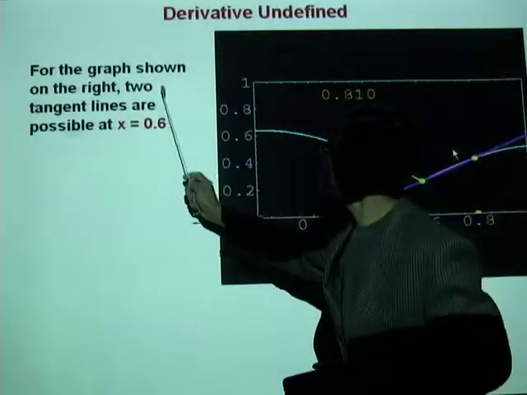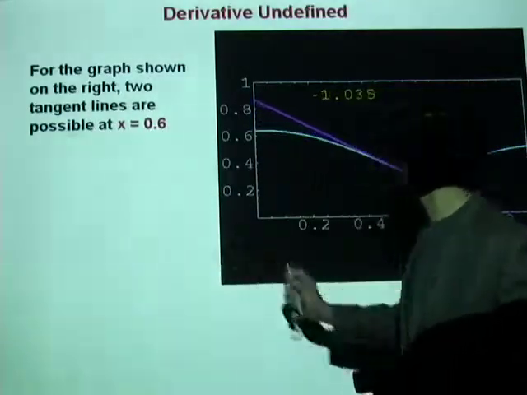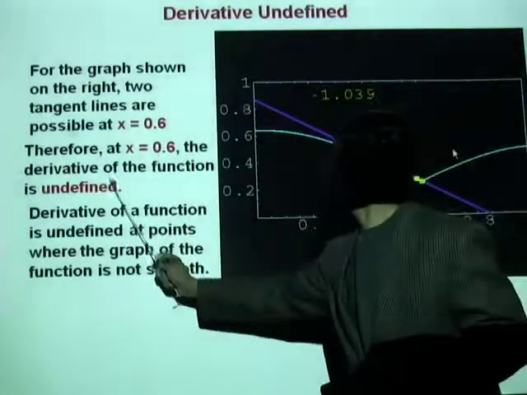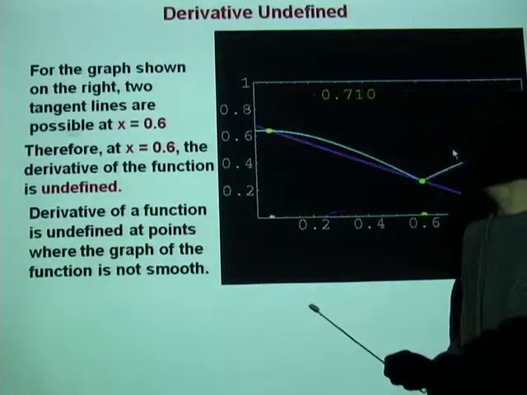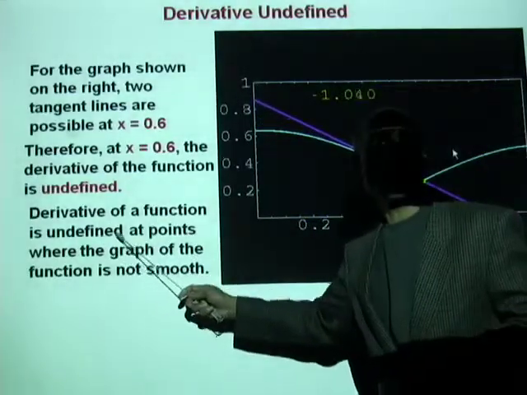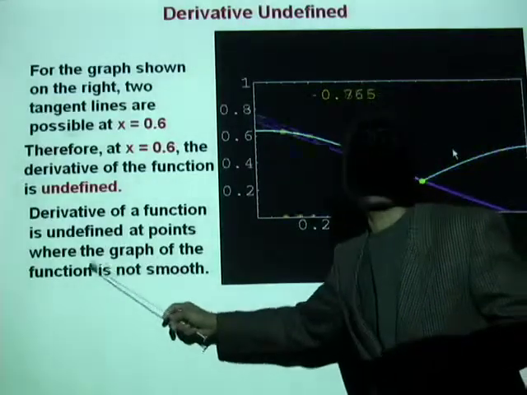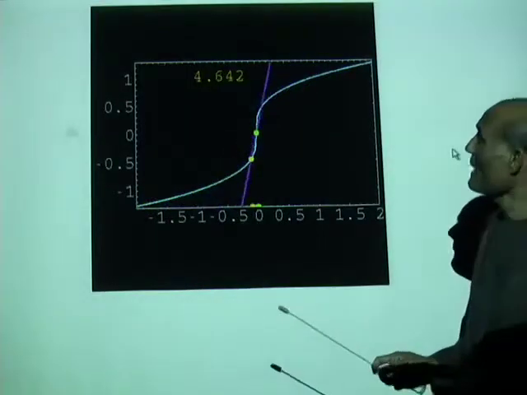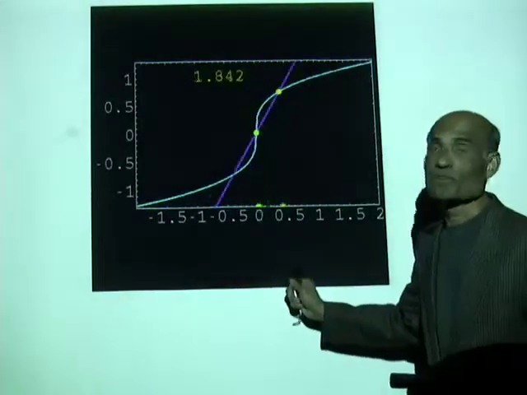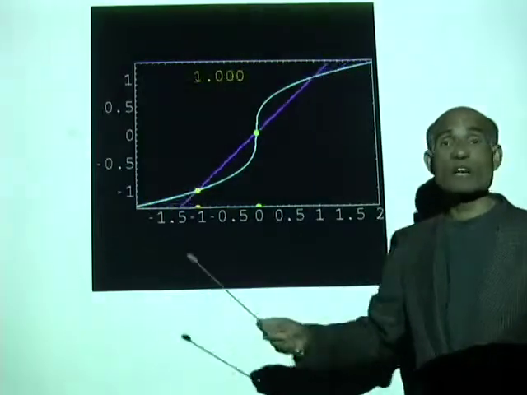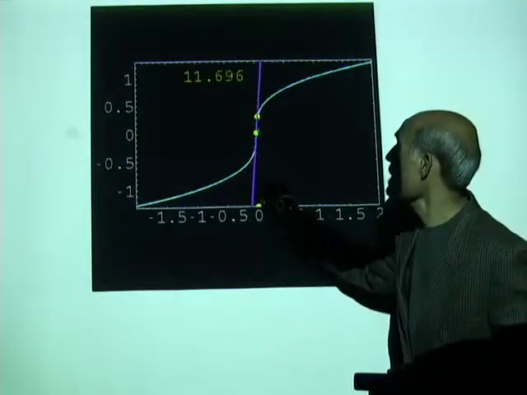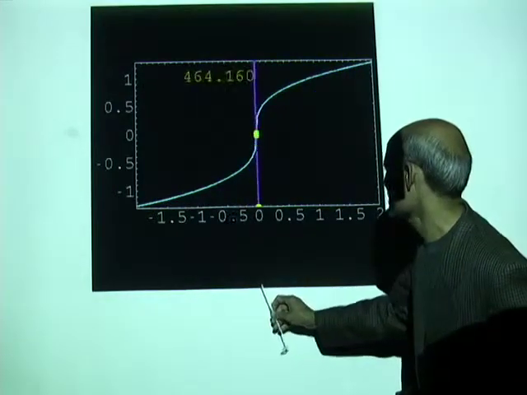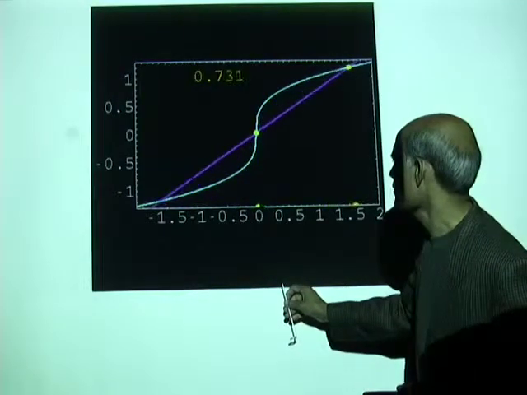So for the graph shown on the right, two tangent lines are possible at x equal to 0.6. That means the derivative at that point is undefined. The derivative of a function is undefined at points where the graph of the function is not smooth. Okay, how about here? You got a similar situation I just illustrated earlier. You can see the tangent line corresponding to x equal to, what is this? What x value is this? 0.5?